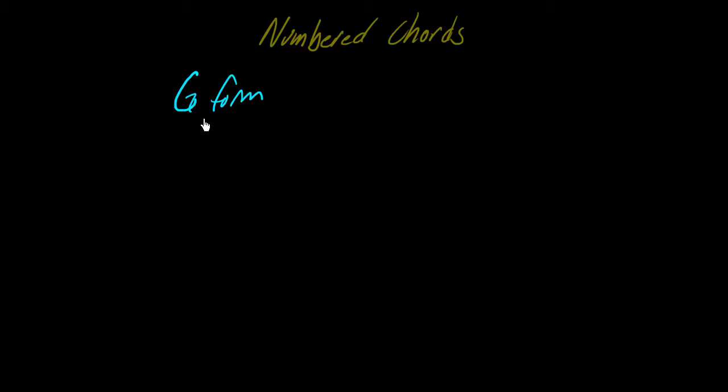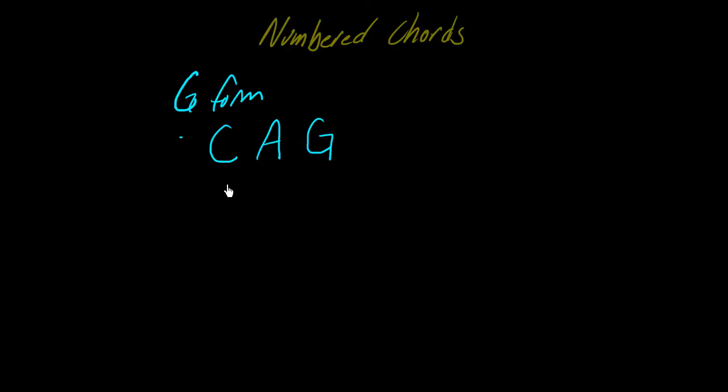Now, you might be asking, 4 others? What are you talking about? Well, let me show you. There's 5 forms to learn on the guitar. And the first form is the C form. Second form is the A form. Third form is what you've already learned if you watched that video, which is the G form.